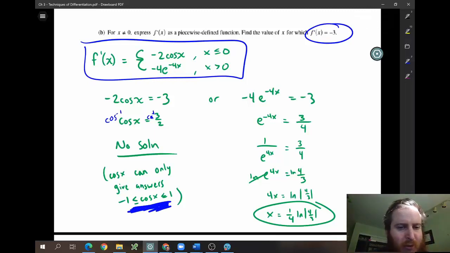So it can never actually reach 1.5. So this is no solution. On the right side, we divide by negative 4. We get e to the negative 4x equals 3/4. Then I change this to 1 over e to the 4x equals 3/4.